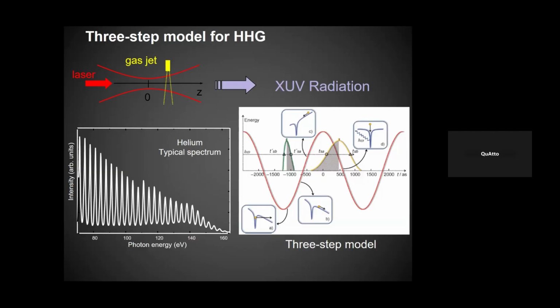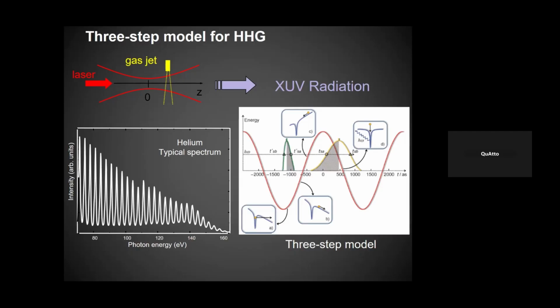And here on the left, I reported what we know as the three-step model, which is used to interpret the generation of harmonics with the process of tunneling ionization, acceleration of the electron in the continuum, and recombination. In red, we have two optical cycles of the driving field. And these two curves that you can see here are the ionization times and the recombination times with the two quantum paths for each half optical cycle.